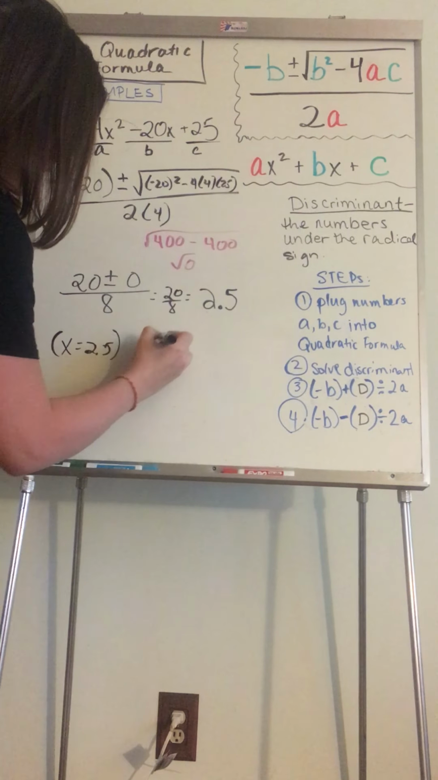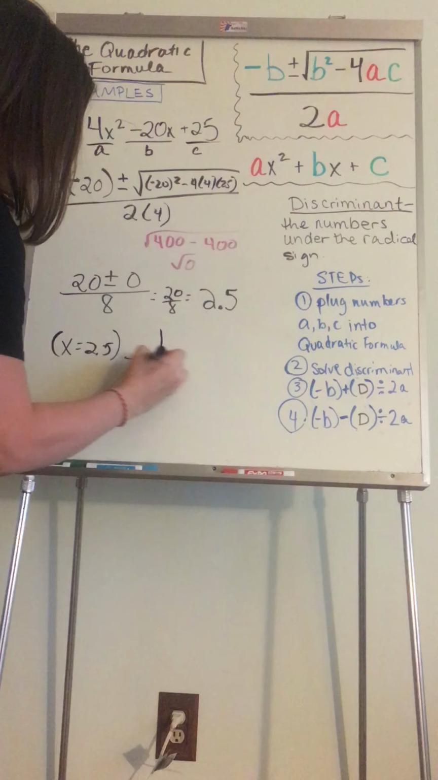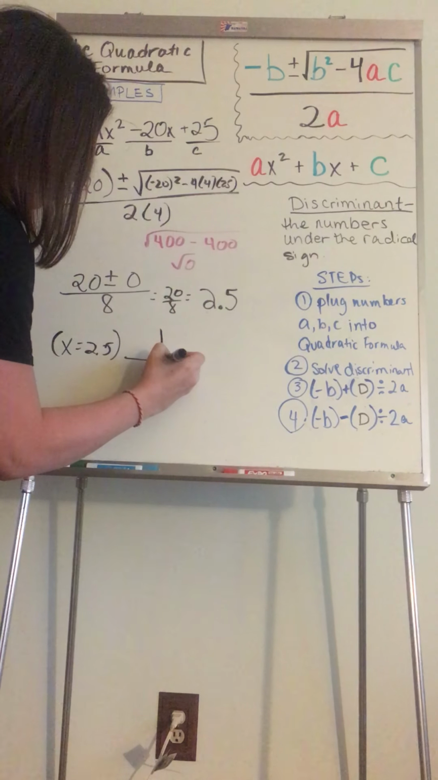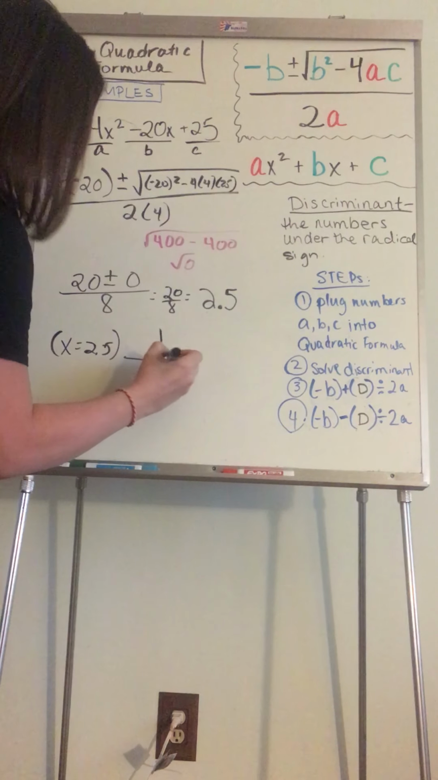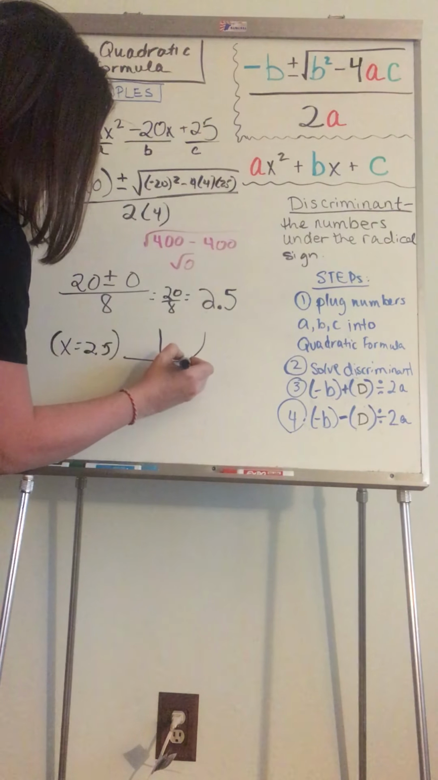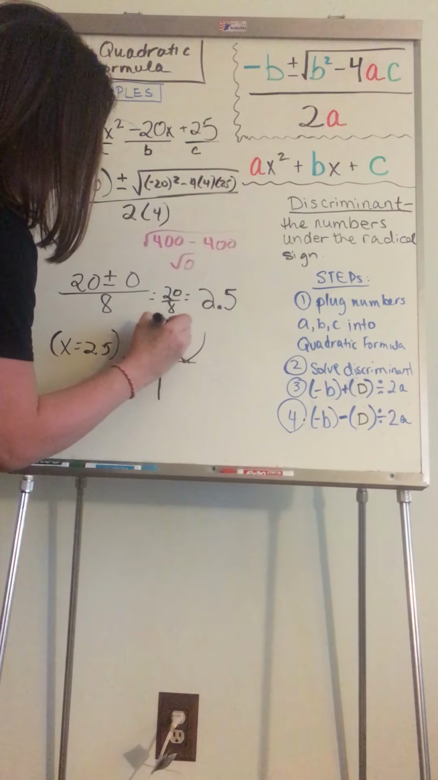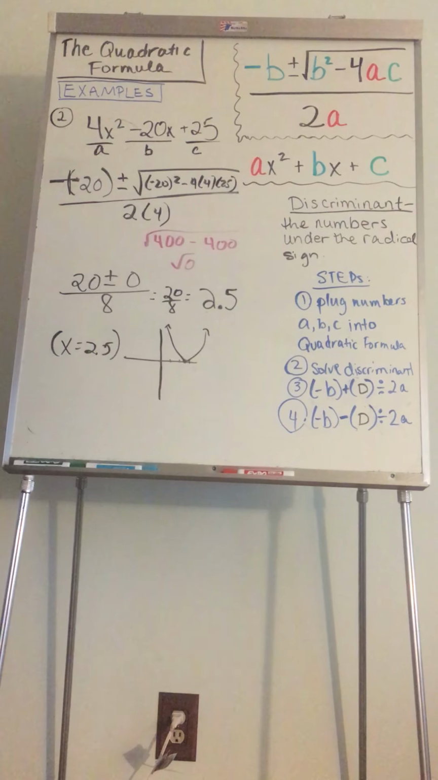And so if I graph this, it would look something like this. See, this is 1, this is 2, this is 3, and then it would open upward like this. It would only touch the graph at one point.